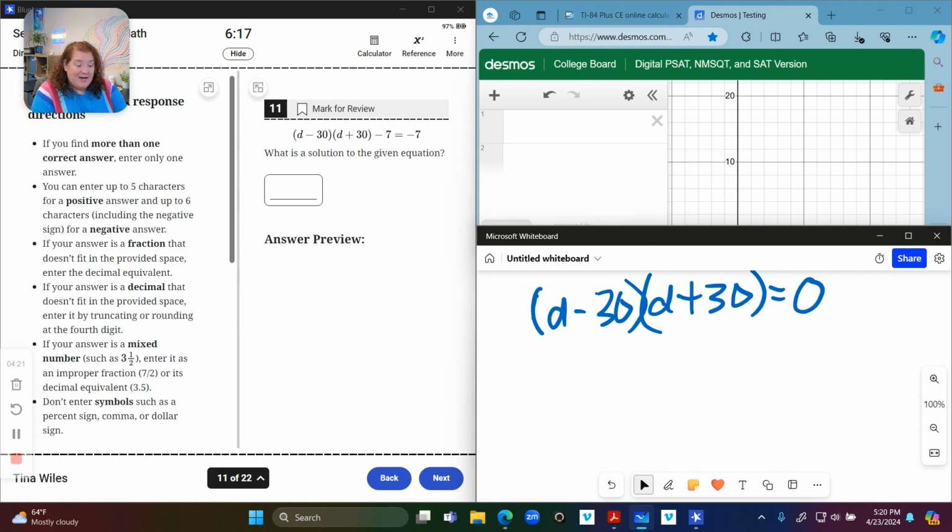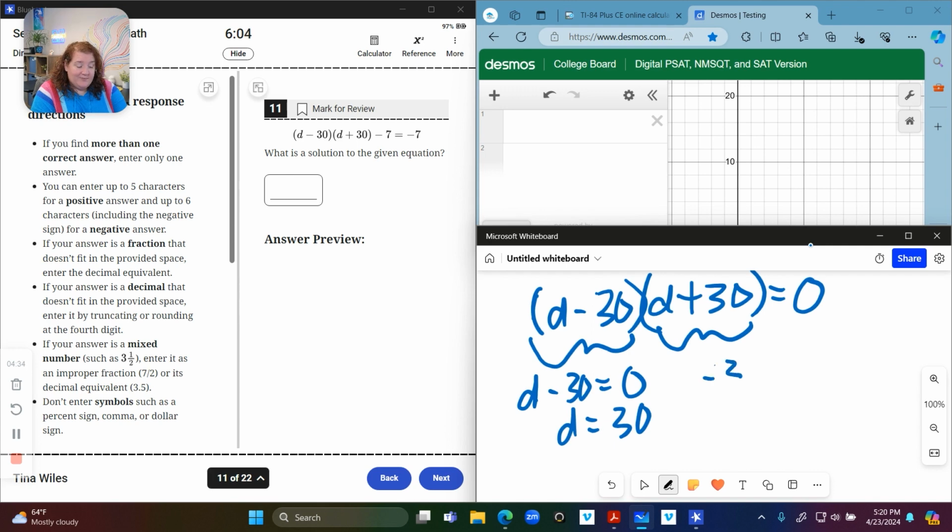Then when I'm multiplying and I get 0, that means either this equals 0 or this equals 0. So if d minus 30 equals 0, that means d equals 30, or d would equal negative 30. So either of those would be correct answers. I'm just going to say 30 here.